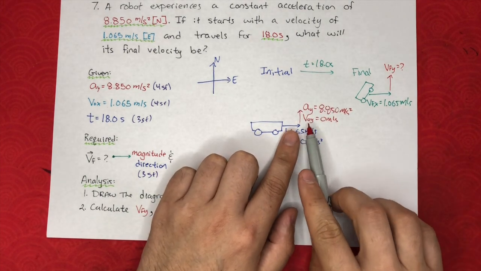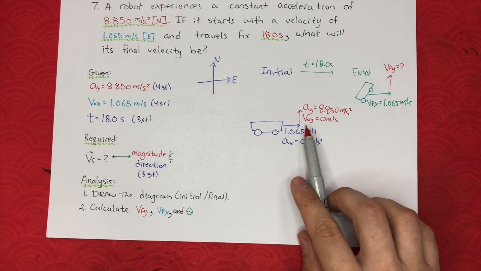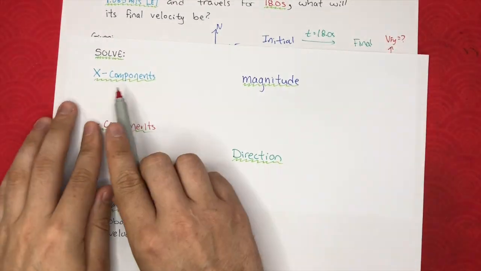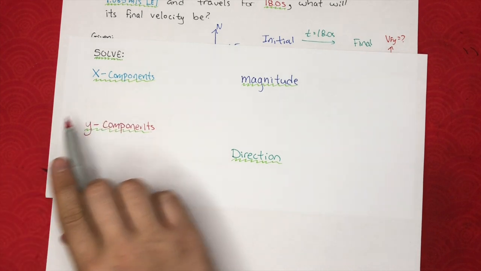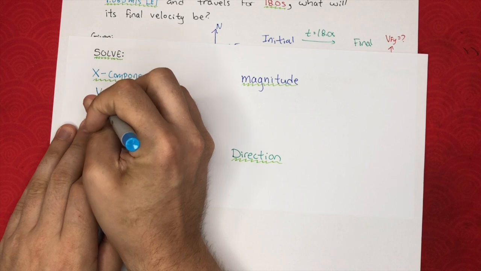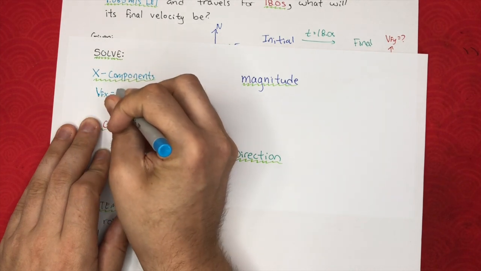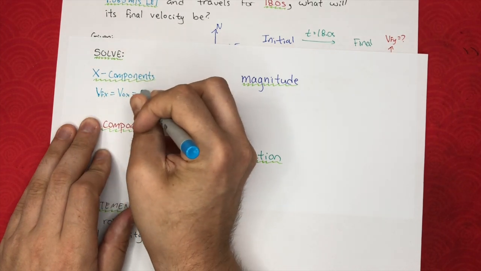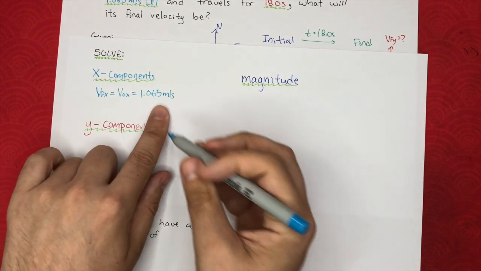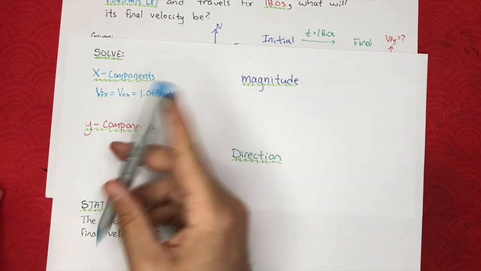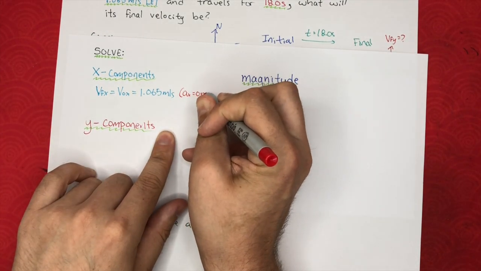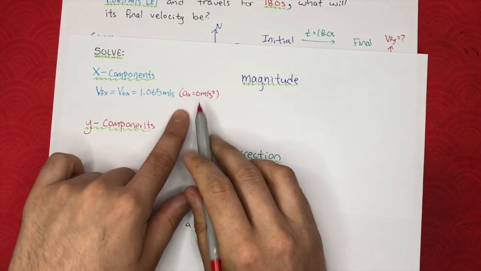So let's take a look at how we're actually going to solve this problem. Well, let's start off with the x components. The x components we said were very, very easy. The final velocity in the x is going to be equal to the initial velocity in the x, which is 1.065 meters per second. We know this because the acceleration is 0. So I'm just going to write that in brackets here. Acceleration in the x is equal to 0 meters per second squared.